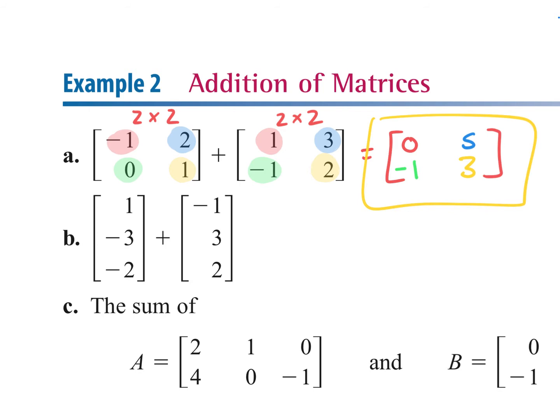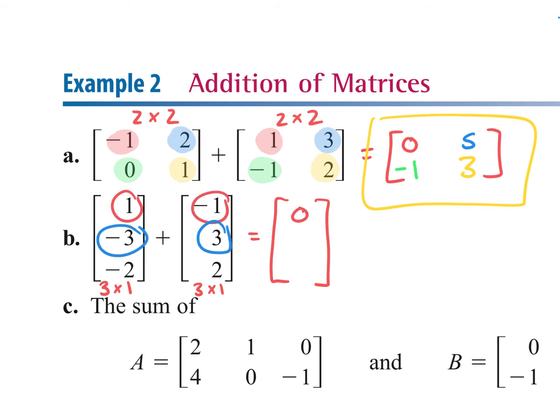So for B, can I add these two matrices together? Yep. What are the dimensions of the first one? A 3 by 1, and the second one's a 3 by 1 also. So since the dimensions are the same, I can add them. My result is going to be a 3 by 1 as well. So what is 1 plus -1? 0. What is -3 plus 3? 0. And -2 plus 2? 0.